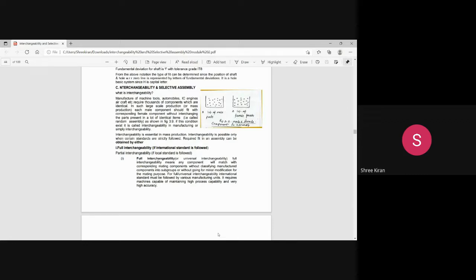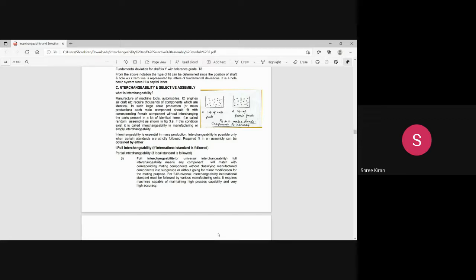I have shared the screen. This is the textbook. Like this, interchangeability and selective assembly all come under the consideration of the various manufacturabilities. That comes with interchangeability and selective assembly. All this comes under the various manufacturing aspects, that's what we say.